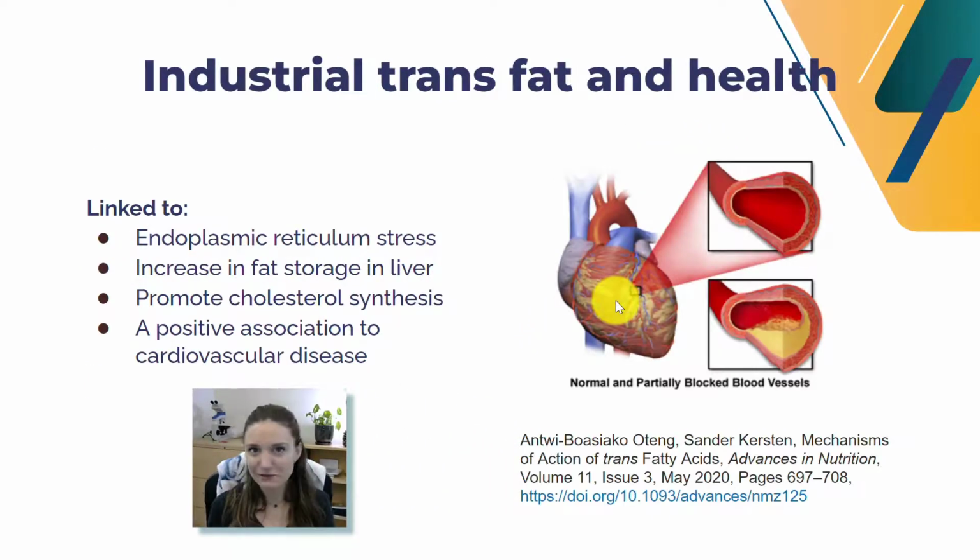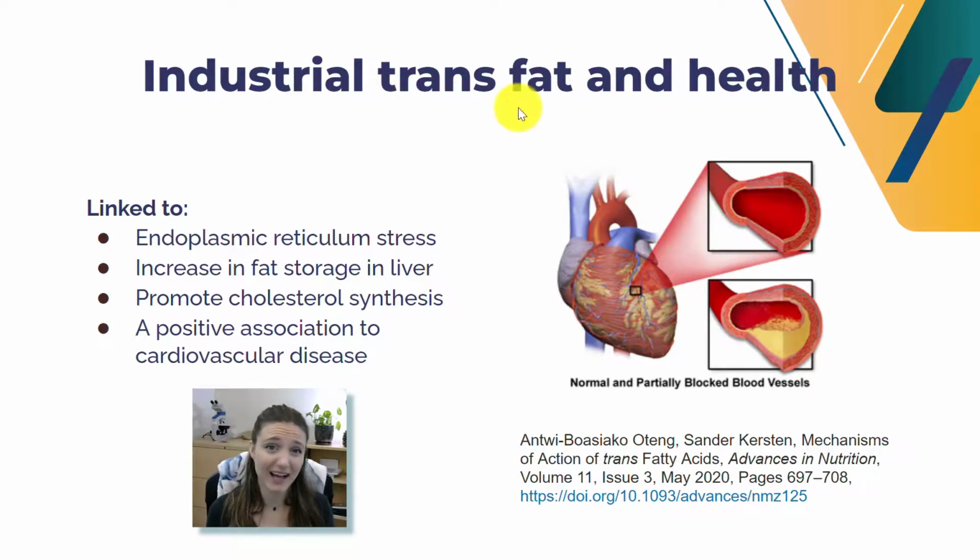But why do we care, right? Why does this come up in the news? So trans fats, or consuming diets that are high in trans fats, has been linked to stress in our endoplasmic reticulum, which is an organelle in our cell that we'll learn about soon, that helps with processing toxic substances. It also helps with producing proteins and carbohydrates, things like that.